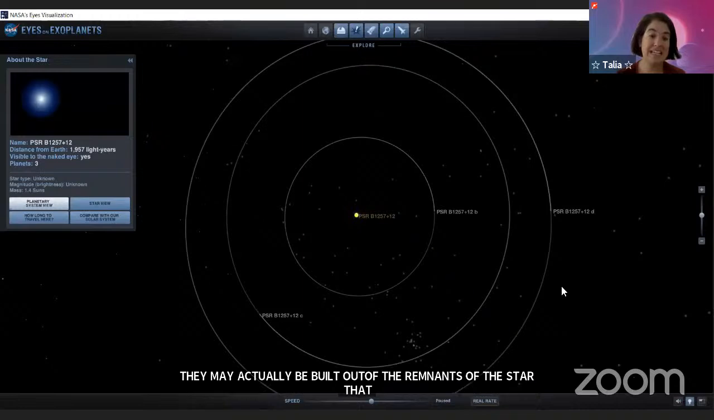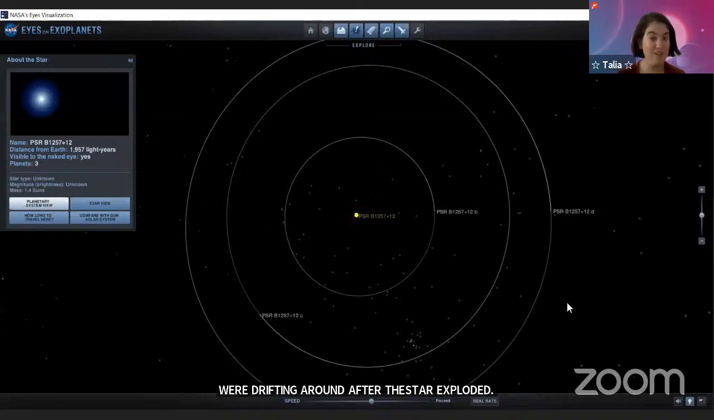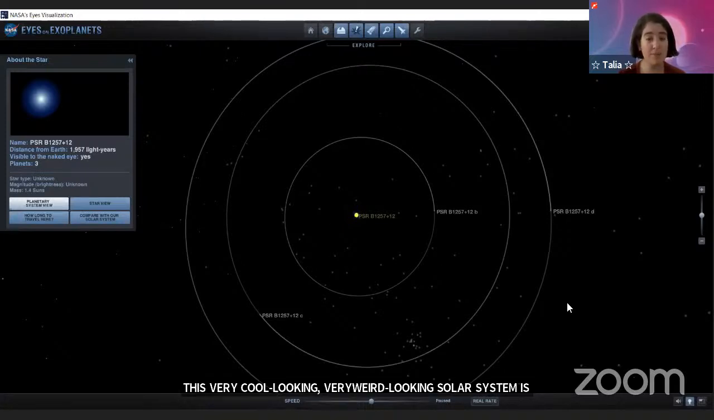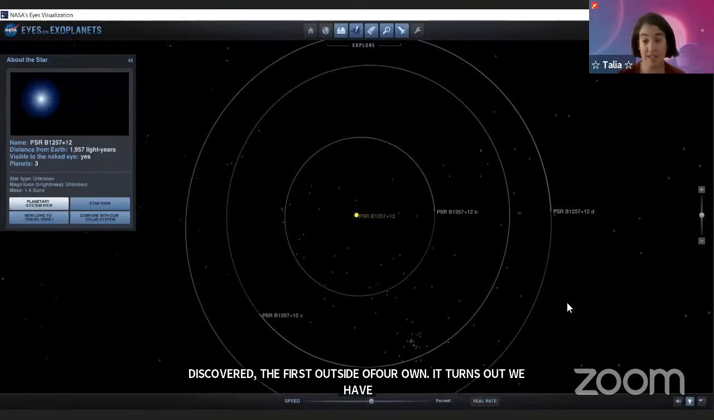So this was 1992. This very cool looking solar system, very weird looking solar system is discovered, the first outside of our own. And turns out we have found a couple. I think there's at least one other pulsar that we know has planets around it. So this one is not unique, but it was very weird.